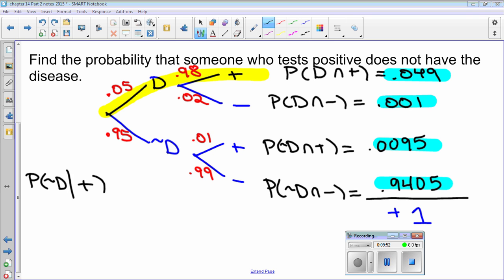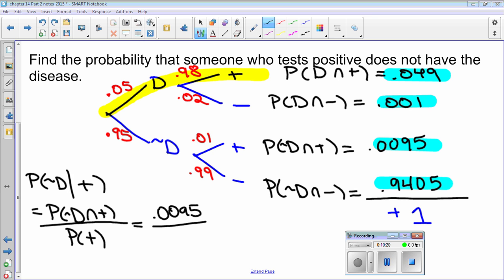That's half the battle. Now I'm going to use my formula. This is the probability of no disease and positive divided by the probability of positive. Do I have the numbers here? What's no disease and positive? Good, 0.0095. I found that already because I multiplied across my tree, right? What about the bottom? What about the denominator, though? What's the probability of positive?